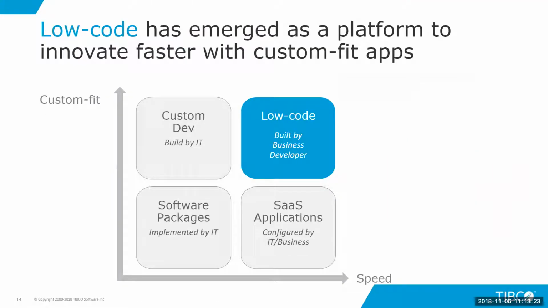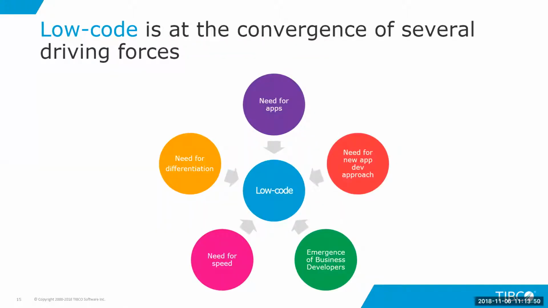And this is you, Bruno. Thank you, John. So, as you may have guessed, low code is that box that was missing. That was the question mark here. And as you can see, low code will help meet the need for speed, the need for custom fit applications. And as you can see as well, it is built by a true business or citizen developer, and they can move really at speed.